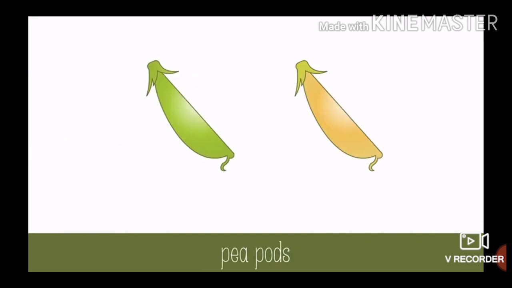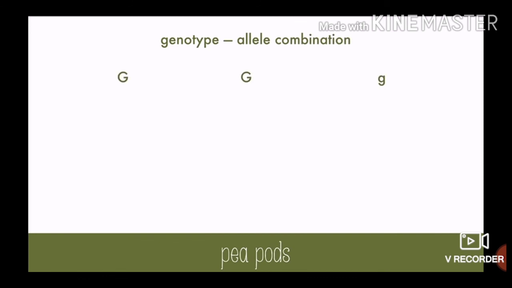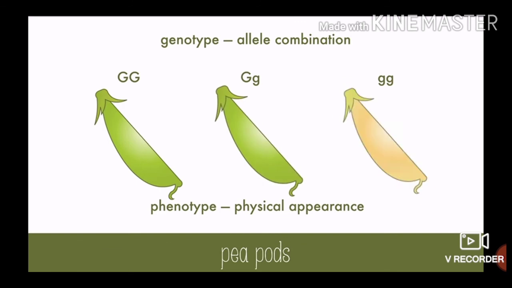In pea pods, green is dominant over yellow. If these are the genotypes or allele combinations, what are the phenotypes? Having just one dominant allele of the gene will make it green in this case. So there are 2 green pods and 1 yellow pod.